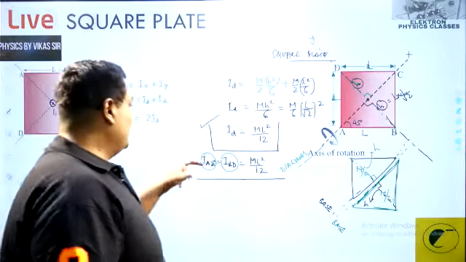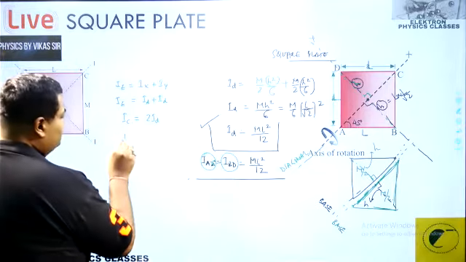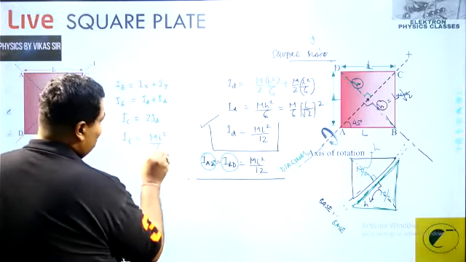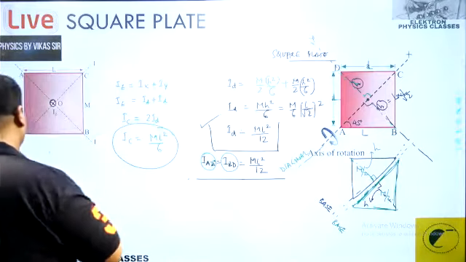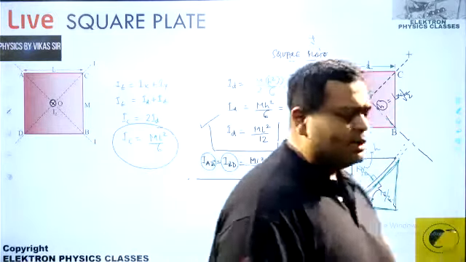And ID, that's the diameter, is how much? Ml square by 12, or the diagonal is how much? Ml square by 12. So IC becomes twice of this. That's ml square upon 6. That's about the centroidal axis. Which axis? A centroidal axis.